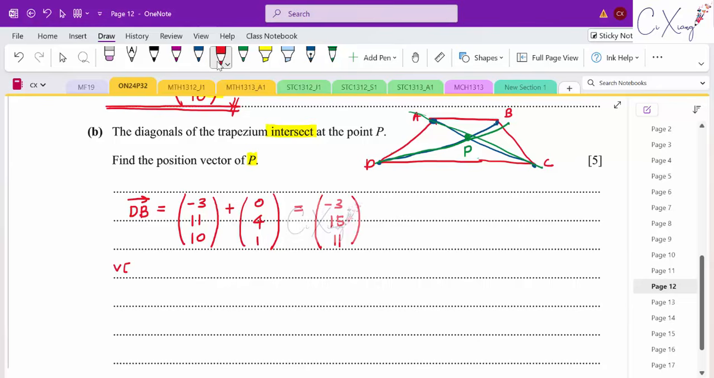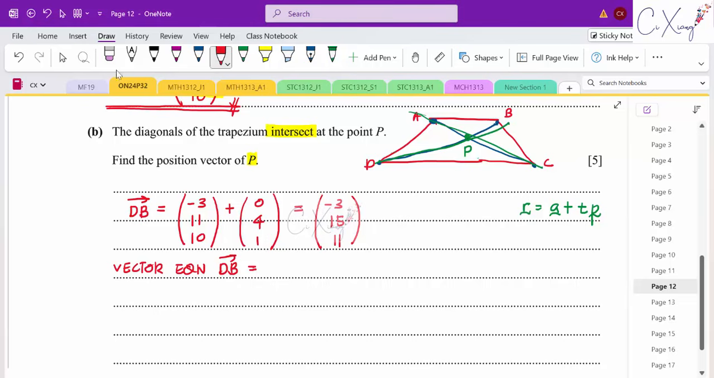Then I want to form the vector equation of DB. So the general formula for vector equation, what is it? Remember, it should be r equals a plus tp. p is the direction of the line, and t is a constant that we don't know yet. So r equals a plus tp.